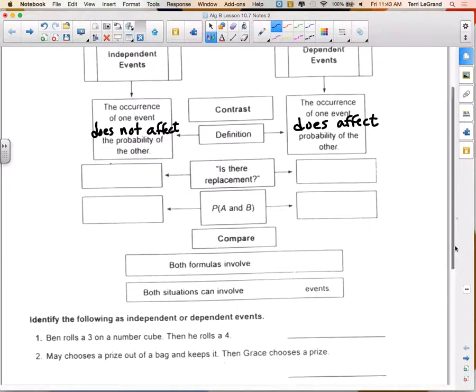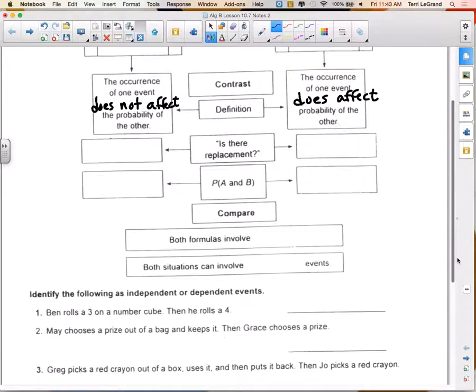Okay. The next thing we want to contrast is: is there a replacement? Remember I said, look for those key words. In an independent event, is there a replacement? Yes, in that one there is a replacement. Whatever we were finding or choosing got replaced. It got put back in the bag, it got put back in the pile, whatever, it got replaced. So in an independent event, we do replace. How about in a dependent event? No, we do not replace. So there is no replacement.